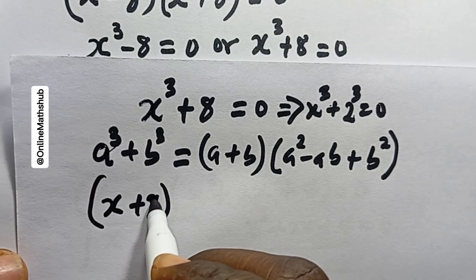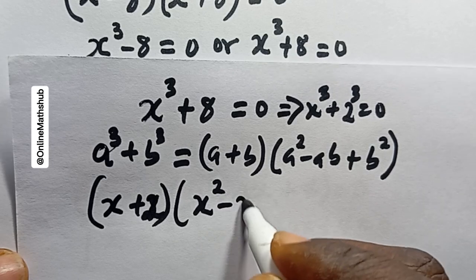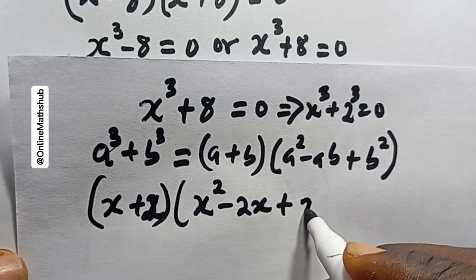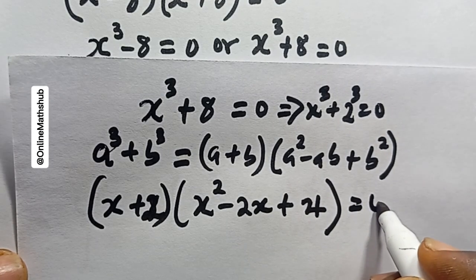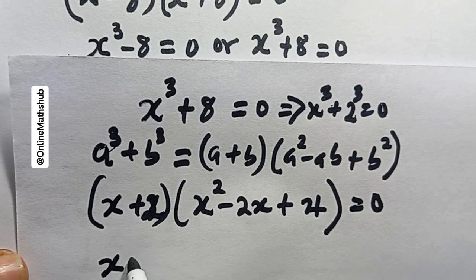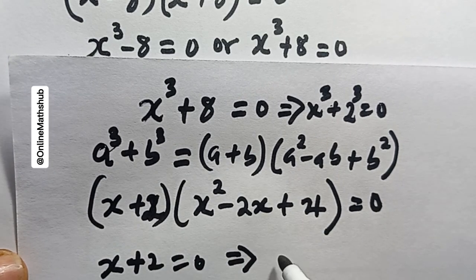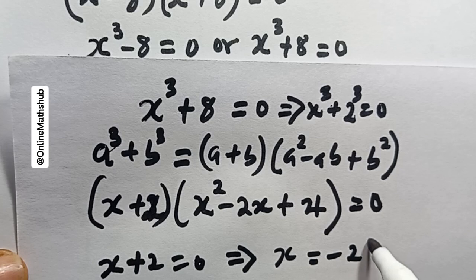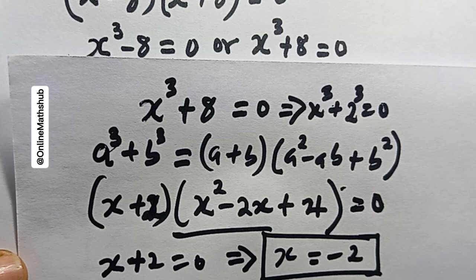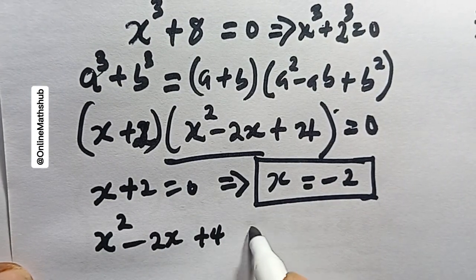So we have x plus 2, multiplied by x squared minus 2x plus 2 power 2, and 2 squared here will be equal to 4, and this will be equal to 0. If I apply the zero product rule, you see that x plus 2 is equal to 0, which implies that x is equal to negative 2. This will be the next value of x. And then if I consider this one, x squared minus 2x plus 4 is equal to 0.